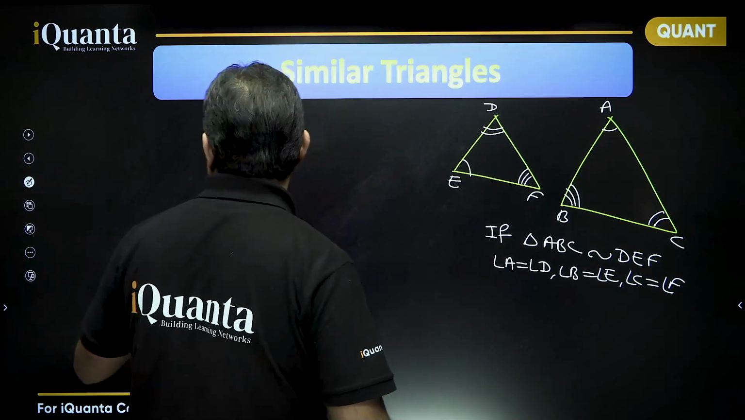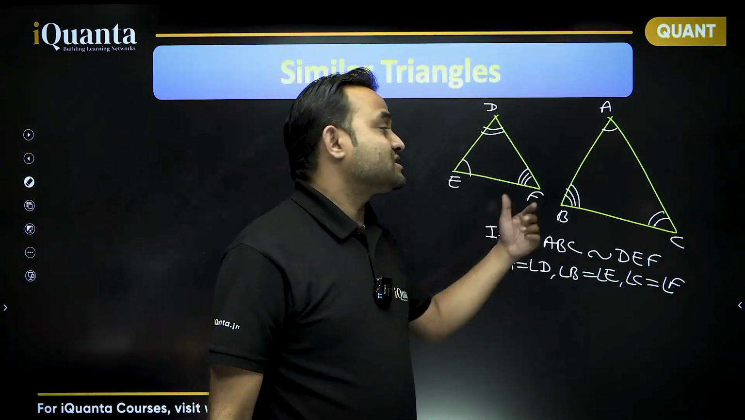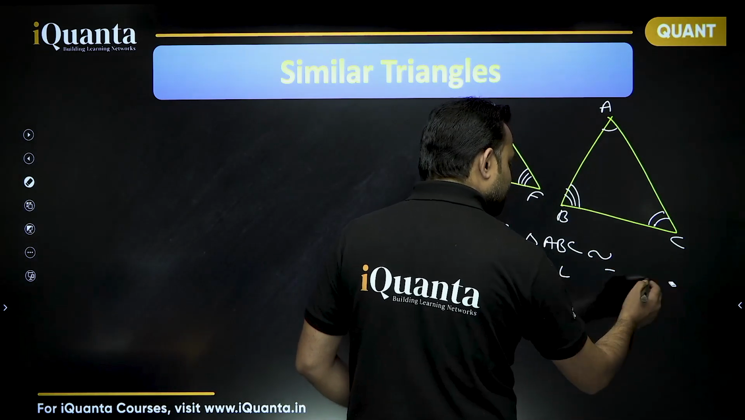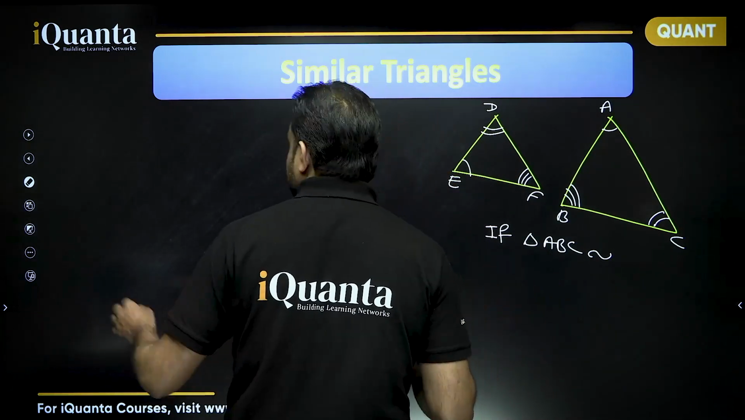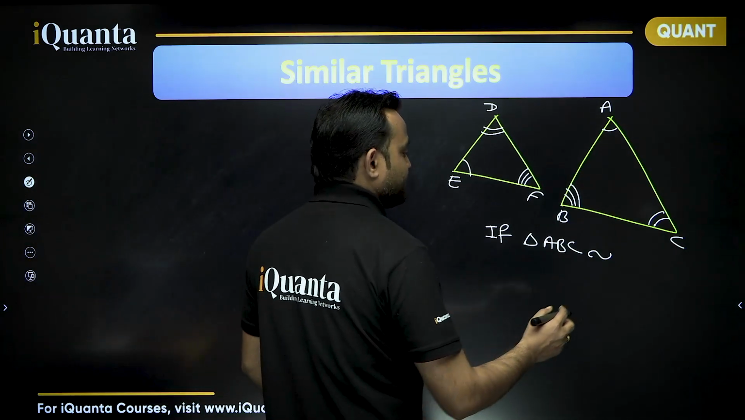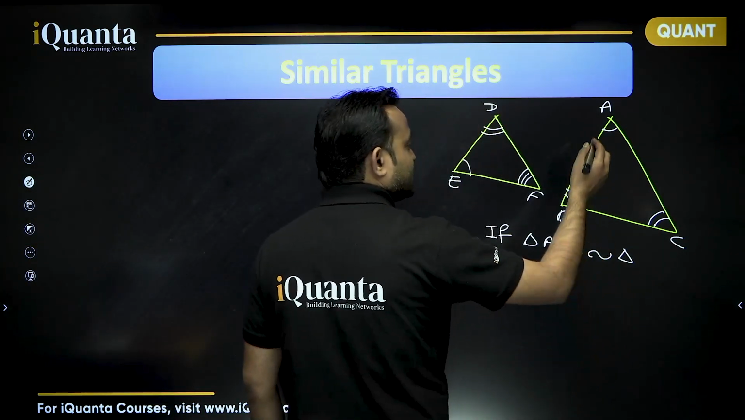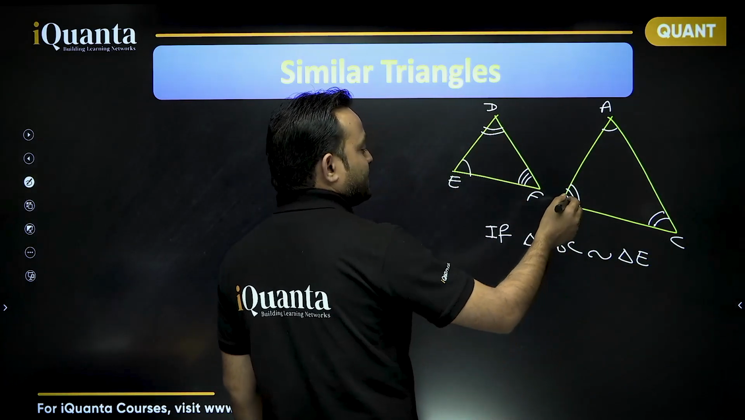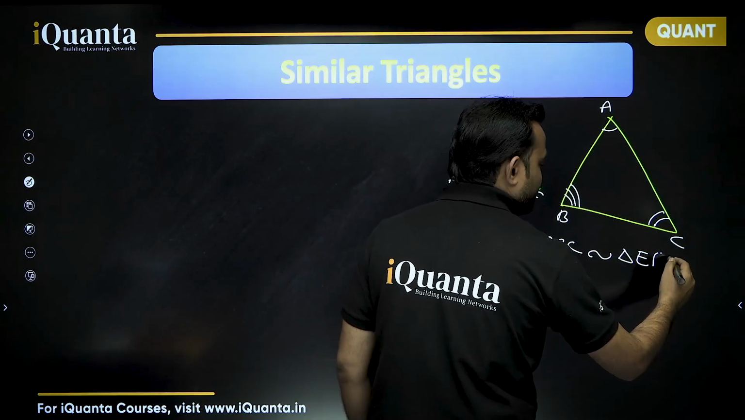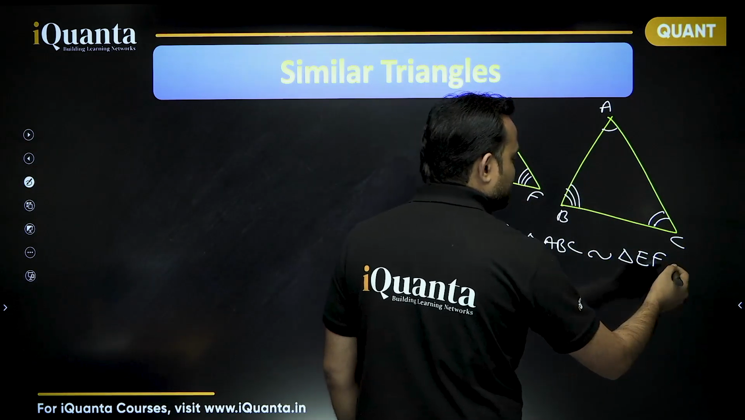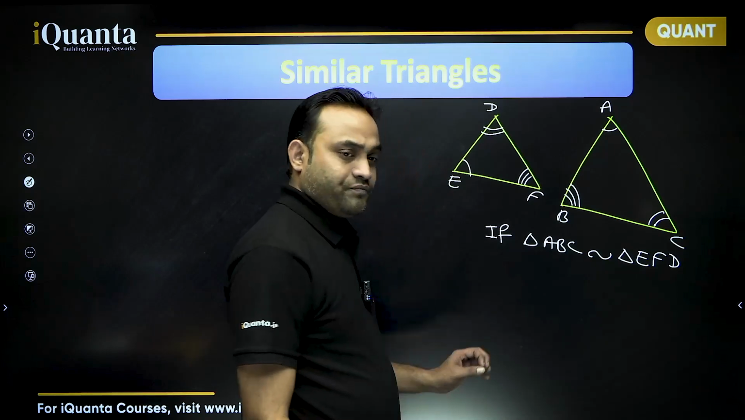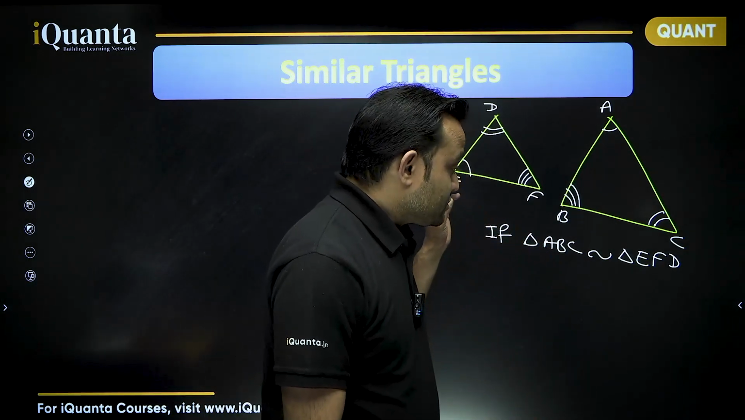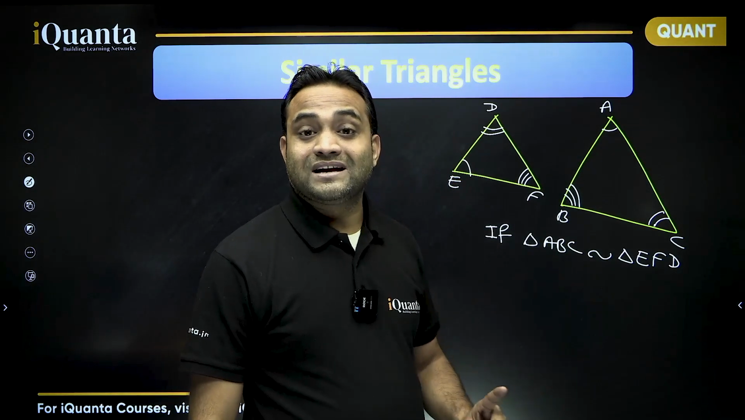In that case, triangle ABC is similar to triangle DEF, but you should write it in corresponding ways. What is that corresponding way? Triangle ABC is similar to triangle, now see, angle A is equal to angle E, so you should write E. Angle B is equal to angle F, so you should write F here. And the remaining angle C will be equal to angle D. Because if you write in this way, you get the correct side ratio.